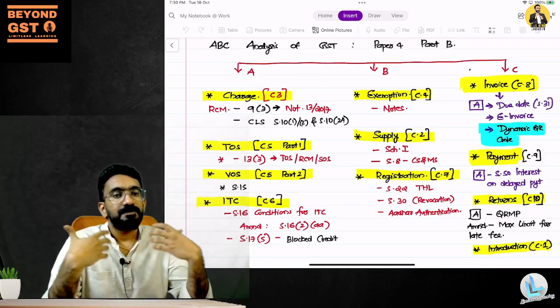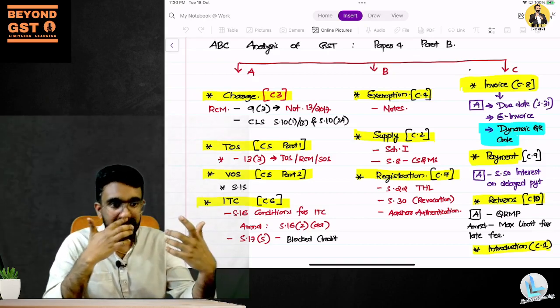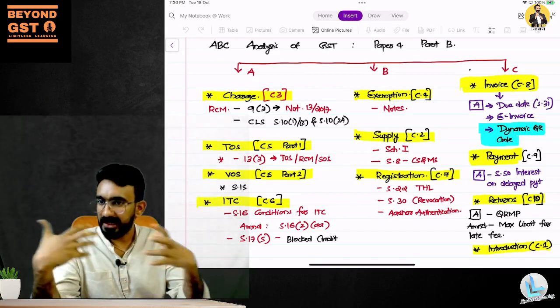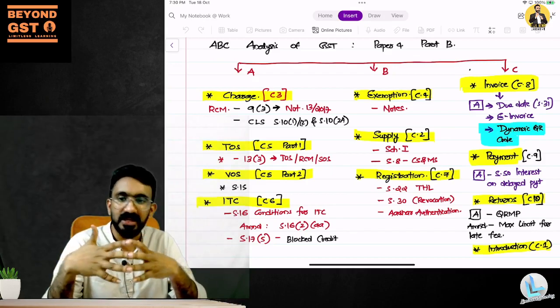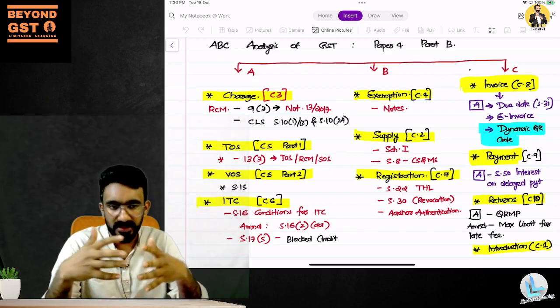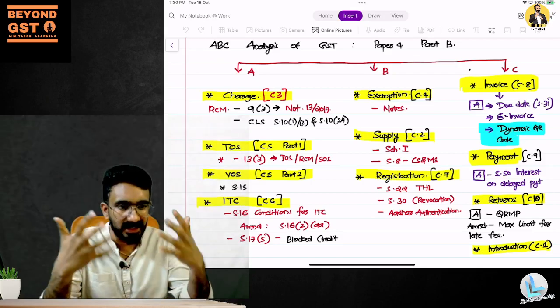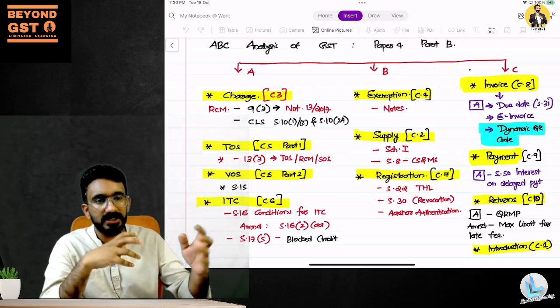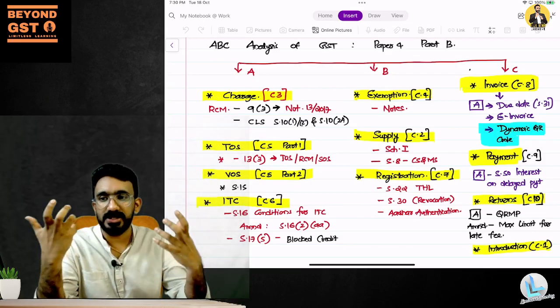Then in the payment chapter, Section 50, interest on delayed payment, had an amendment, and that has not been tested at the level expected. So there could be a computational question on Section 50. That is also something you can look at. All of this has example questions in the material.